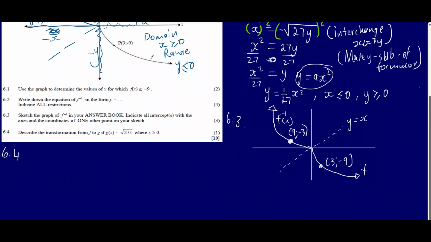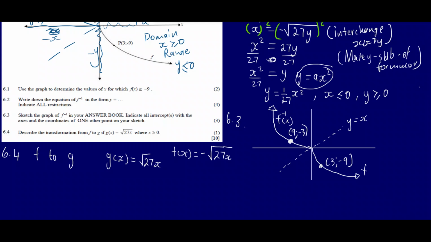I think it's perfectly fine there, and I think you're having some ideas here on how to approach these kind of questions. So 6.4, describe the transformation from f to g. So we have f to g. How did we move from f to g if g is that, right? But what is f? Remember, f of x, the original function, is minus root 27x, right?